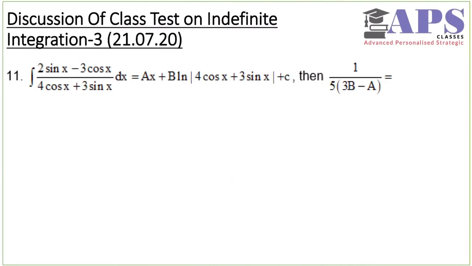This is a standard form of trigonometry. I have to write the numerator in terms of the denominator, that is 2 cos x plus 3 sin x, in terms of 4 cos x plus 3 sin x, and its derivative. So its derivative is minus 4 sin x plus 3 cos x.